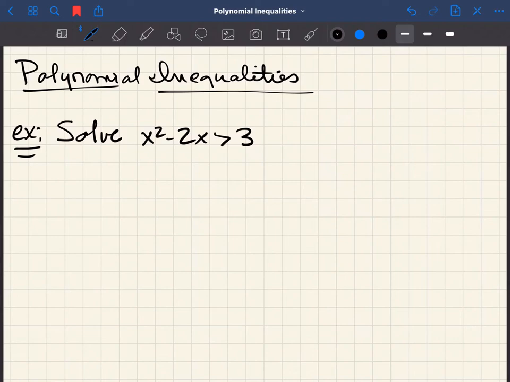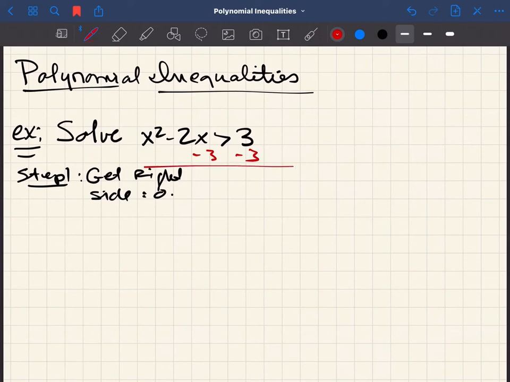So how do we go about doing this? Step 1, we know we need to get our right hand side equal to 0. So let's get the right side equal to 0. So how do we go about doing that? We can do that by subtracting 3 from both sides. So we get x squared minus 2x minus 3 is greater than 0.